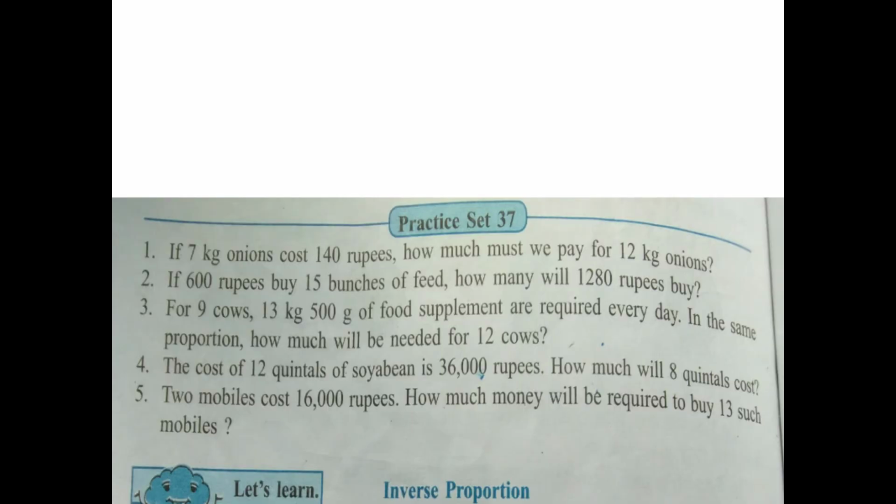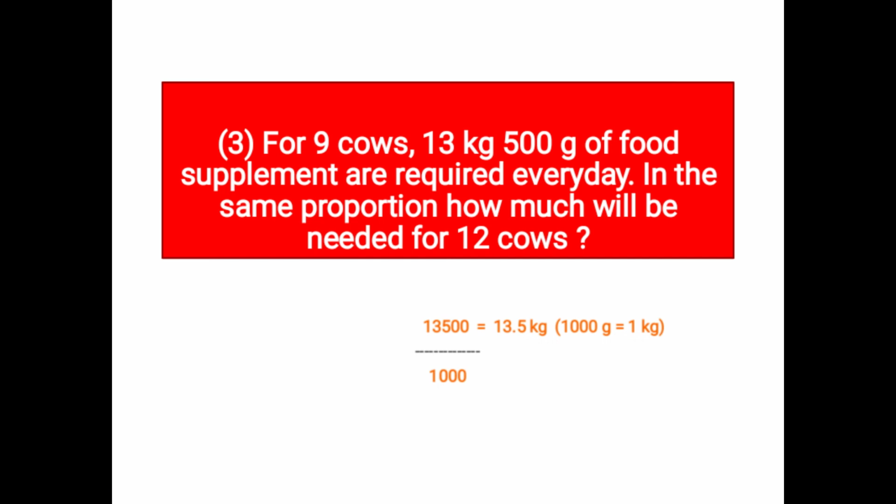Now we'll begin the third sum. For 9 cows, 13 kilogram 500 gram of food supplement is required every day. In the same proportion, how much will be needed for 12 cows? First, the number of cows given is 9. Second, the number of cows given is 12. So the number of cows is increased.